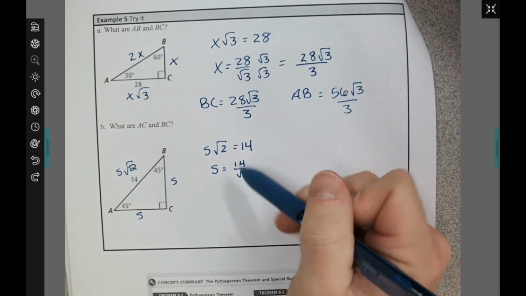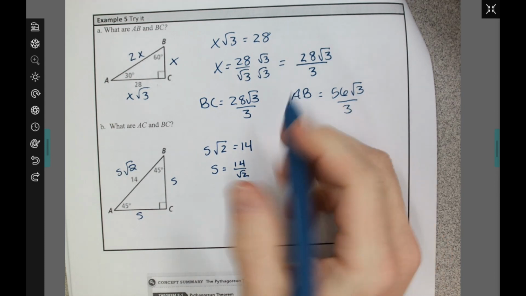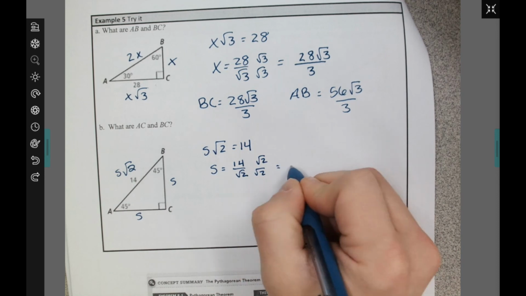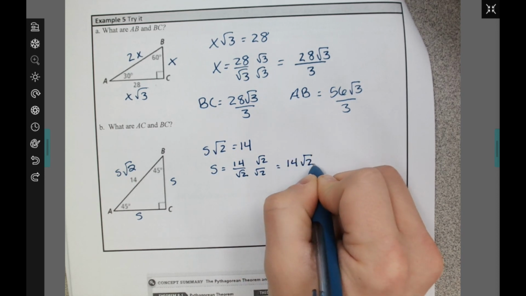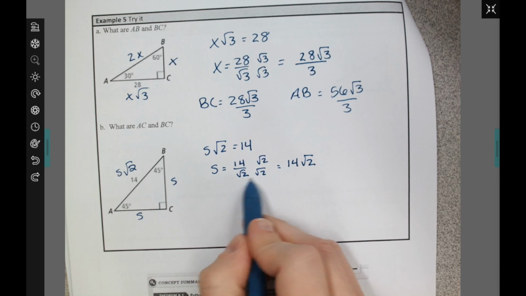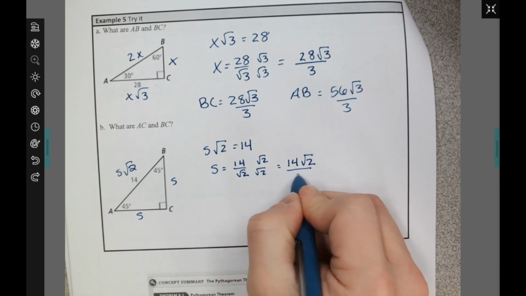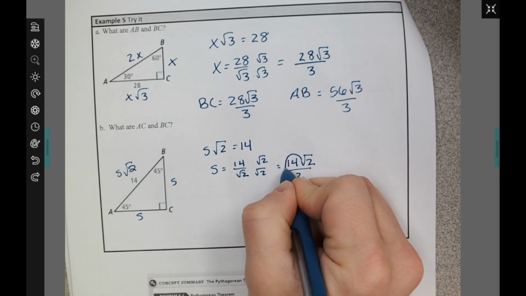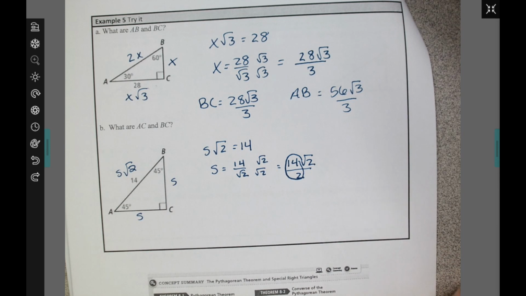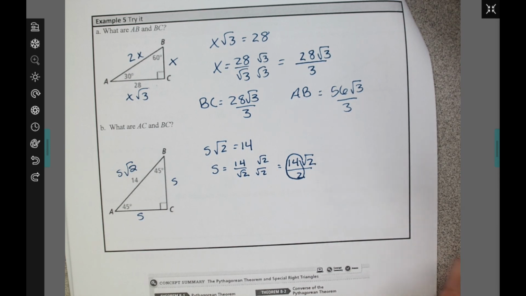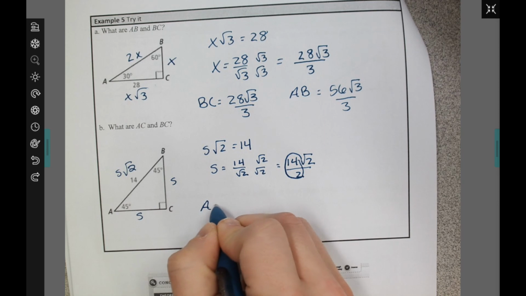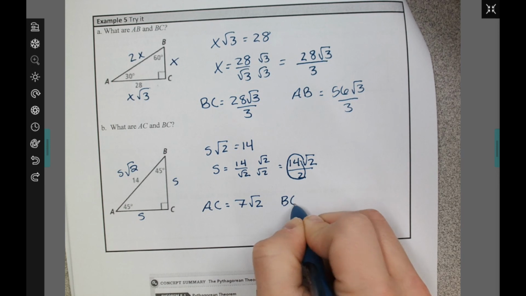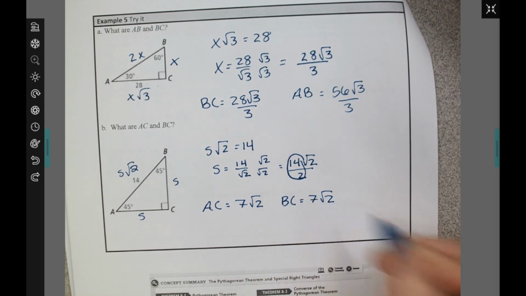Just like we had in the last one, there's a square root in the denominator. So I have to multiply denominator, numerator by square root of 2. So up top, I get 14 square roots of 2. Denominator, whenever we multiply a square root by the same thing, it just goes away and we're left with the number. Okay, so I'm left with 14 square roots of 2 over 2. And then we can totally do 14 divided by 2. 14 divided by 2 is 7. So for this triangle, AC is going to equal 7 square roots of 2, and BC is going to equal 7 square roots of 2.